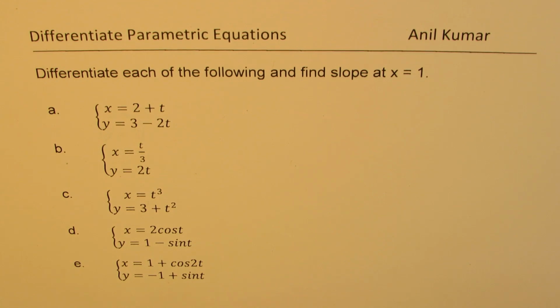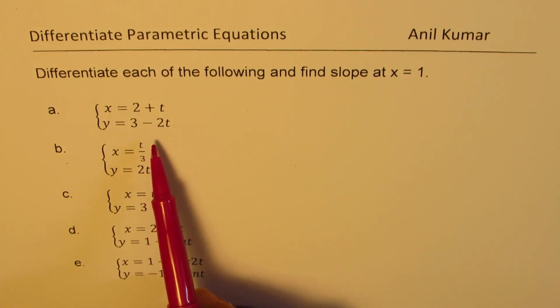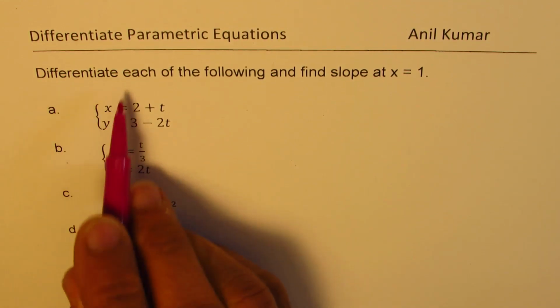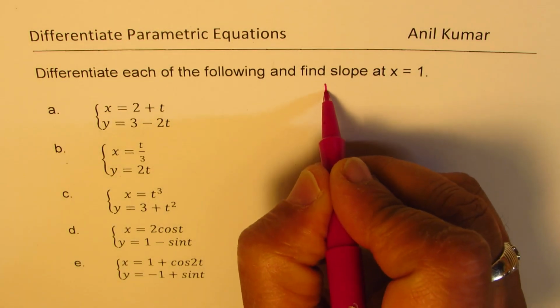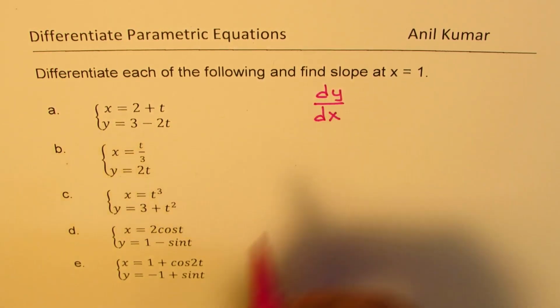In this video, we'll try to understand how to find derivatives when a parametric equation is given. In earlier videos, we discussed what parametric equations are and how to convert them to Cartesian form. Now, when you want to differentiate a parametric equation, you don't really have to convert to Cartesian form. Differentiate really means we are trying to figure out what is dy dx, right? That is what we need to figure out.